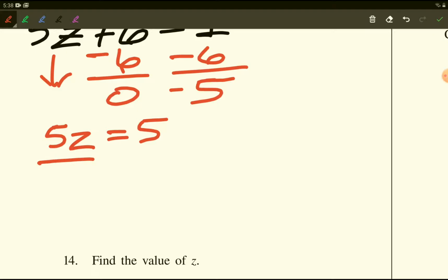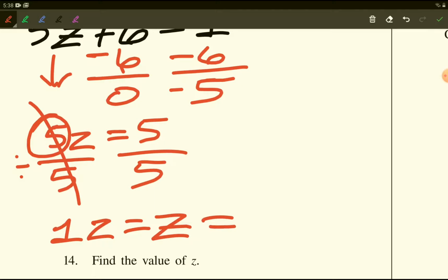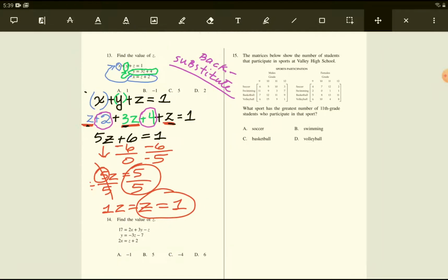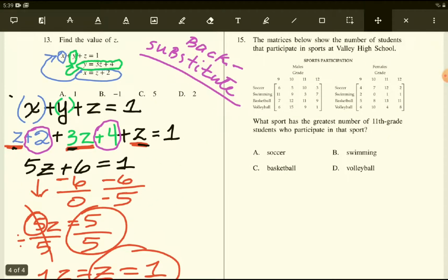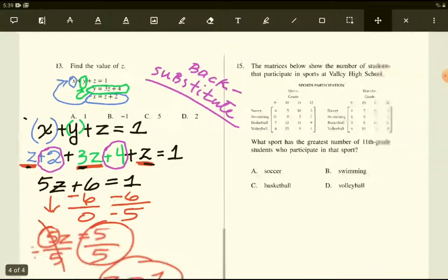Last step, divide by 5, because I want to get rid of that. So that becomes 5 divided by 5. That's just 1z, also known as z. Then over here, also negative 5 divided by 5, which is negative 1. So z is negative 1. Okay, so that's what I mean by substitution: defining something or isolating something, plugging it into another equation, and then solving. It looks ridiculous, but it's not.